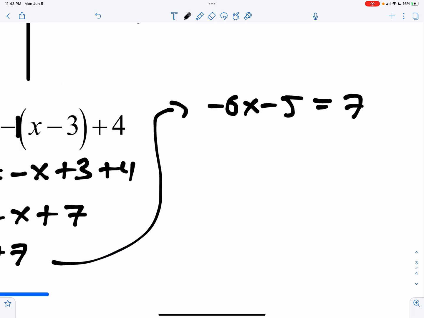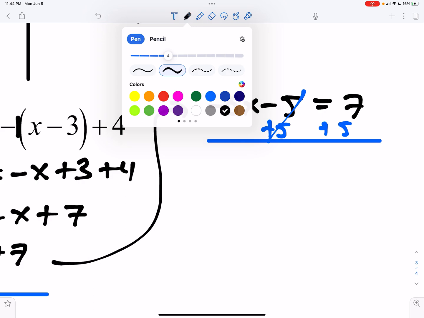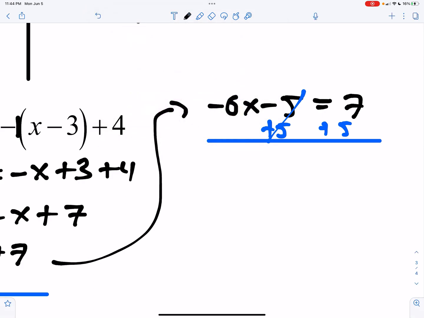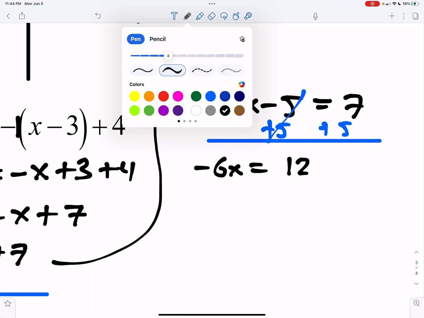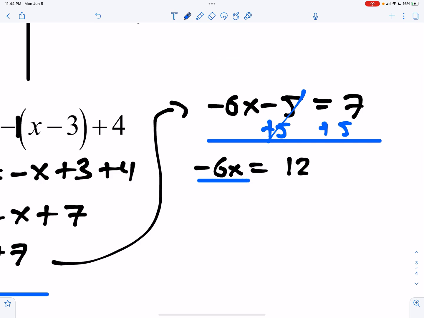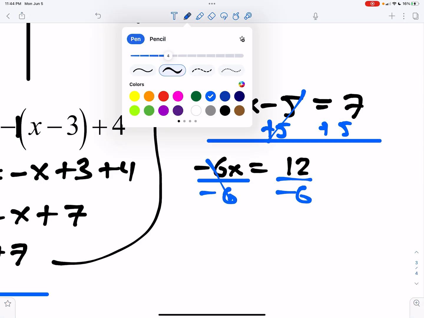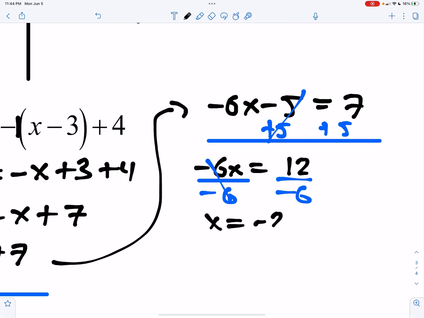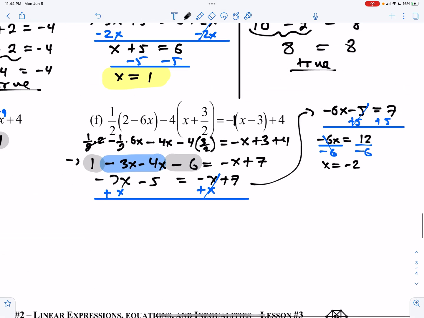Okay, now solving for x, I need to get rid of the 5 and the 6. I'm going to start by adding 5 to both sides. And I get negative 6x equals 7 plus 5 is 12. Last apparent step here would be to divide by negative 6. And x presumably equals negative 2. But let's check.